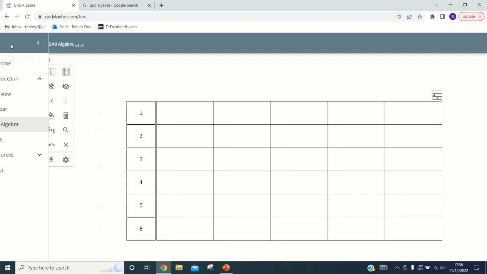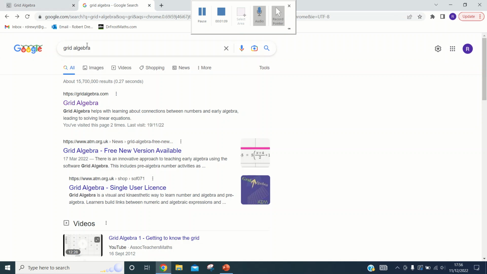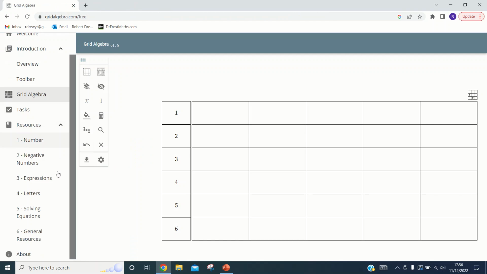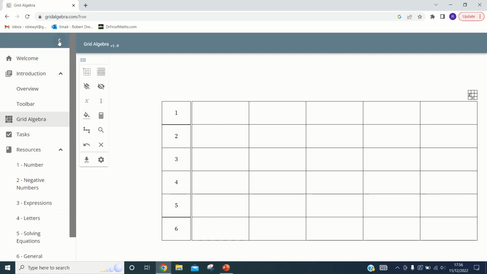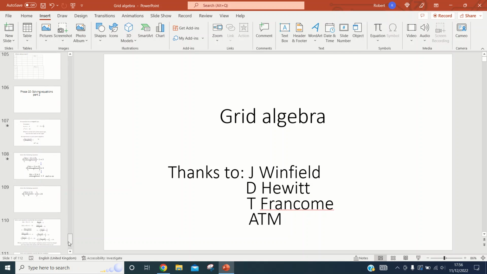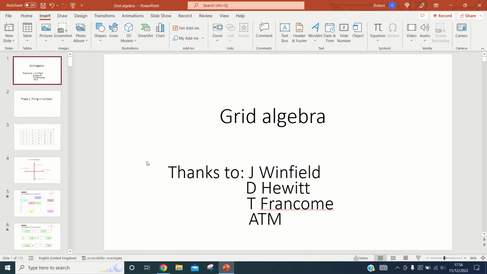Also, before I start, there are resources in here. By the way, to find grid algebra, you literally Google grid algebra, and it's the first thing that comes up. There are resources in here that you can download that are really helpful. But essentially what I'm going to do is talk through how I used it and the way that I did that I think worked quite well. In the description, I'm going to put this entire PowerPoint in so you can click on it and see all the stuff that I used. And I'll just talk about what I did and how it worked quite well for me.